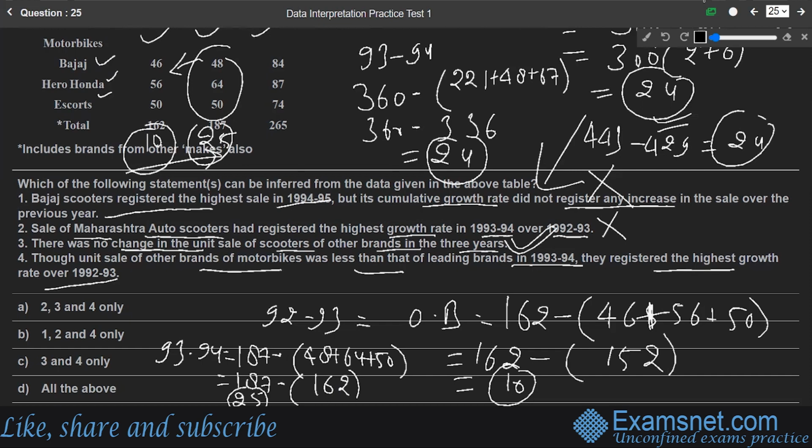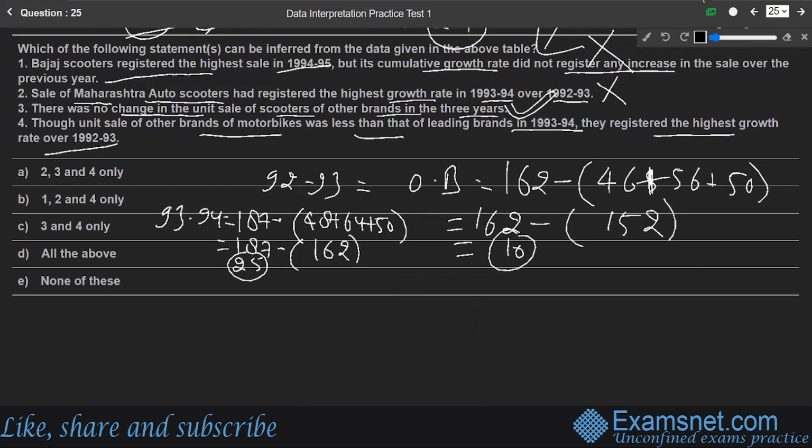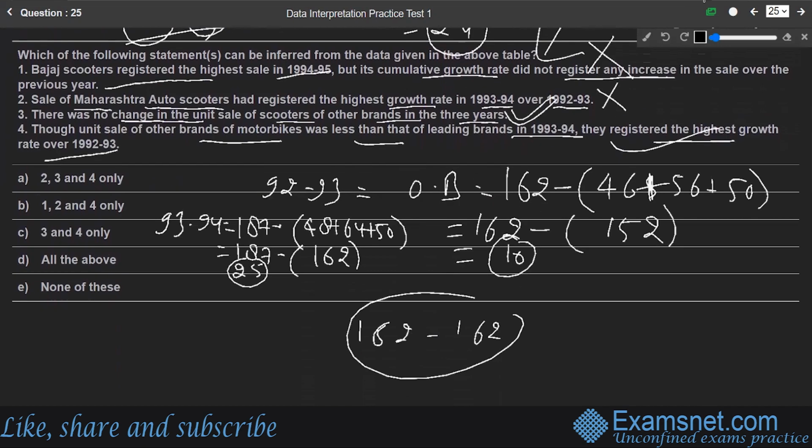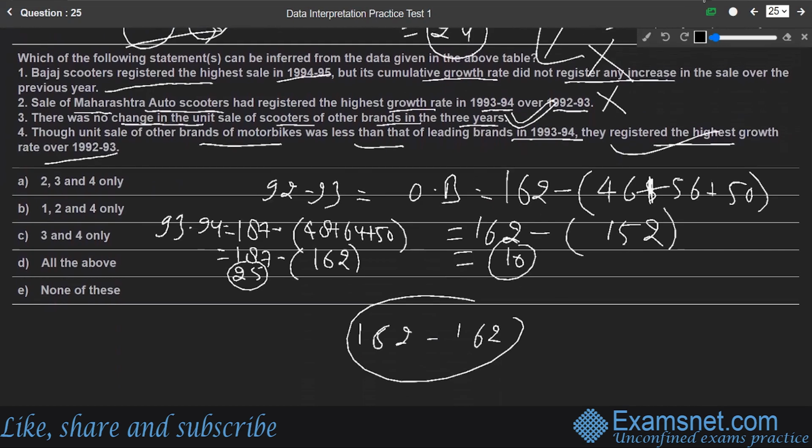And if we compare the growth of the main brands, we can add 48, 64, 50, that was 162. So the main brands grew from 152 to 162. That's what they are saying: they registered the highest growth over 92-93, and this statement is also right. The fourth statement also becomes right. So the right answer is option number C.